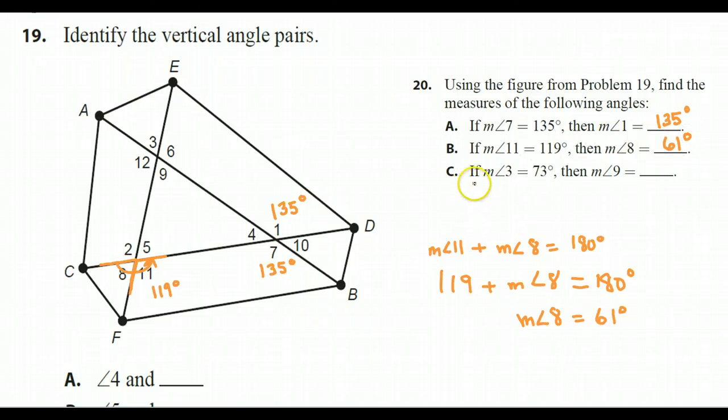Okay, part C. The measure of angle 3 is 73 degrees. There's the measure of angle 3 right there. And we want the measure of angle 9. Well, those are vertical. They're formed by two intersecting lines, and they're right smack dab across from each other. So they're equal. So I love vertical angles. They're super easy as long as you remember that they're equal.